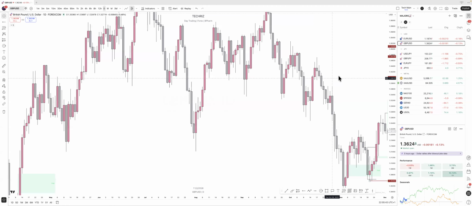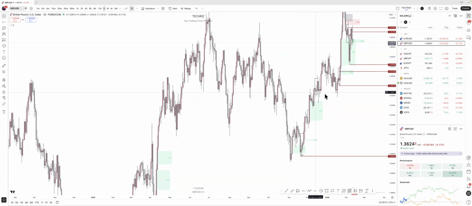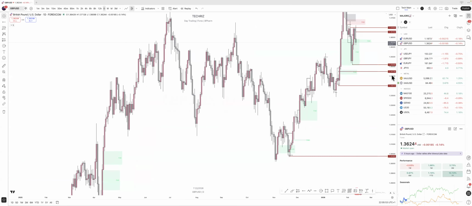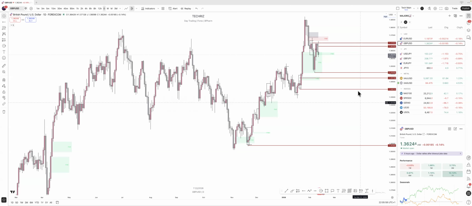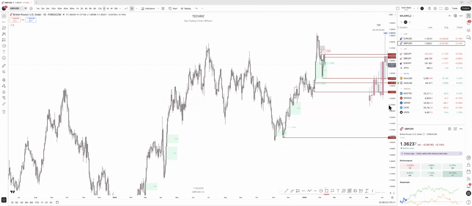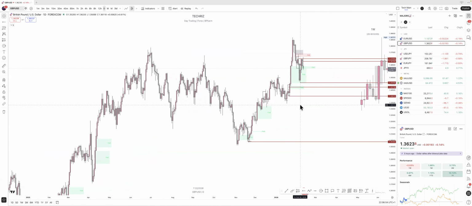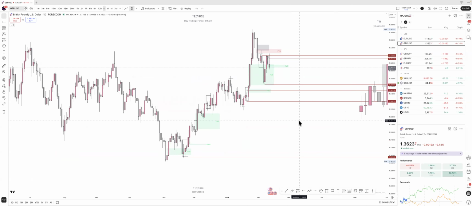And please make sure you're taking everything into context. It's not that when you see a range, you just rush and start selling. It just gives you the bias of what to do. Don't just see a range and then jump into it. You'll get burnt.